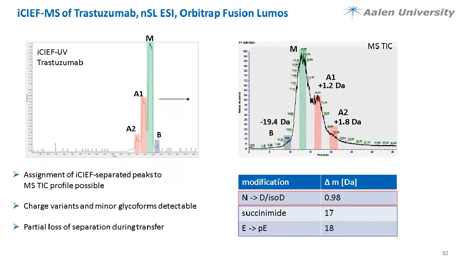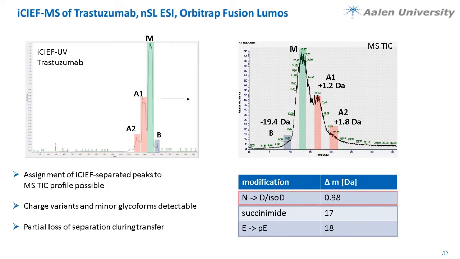And if you compare the masses and take all the glycosylation patterns, we end up for the acidic variant with about 1 Dalton plus, and for the later one something like 2 Dalton plus, which looks like a singly or doubly deamidated form. And the basic variant is minus around 19 Dalton, which would fit to either succinimide formation or pyroglutamate formation, as we have been discussing before.